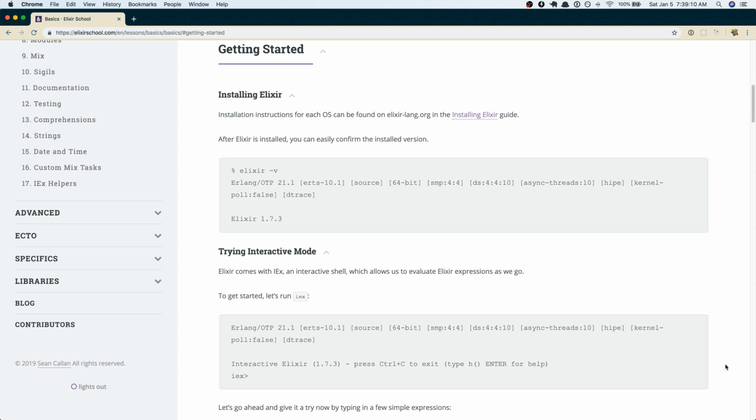Installation instructions for each OS can be found on elixir-lang.org in the Installing Elixir guide. After Elixir is installed, you can easily confirm the installed version with elixir -v.